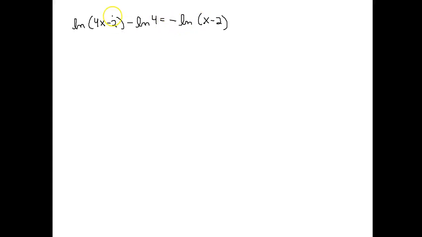All right, so on the left side, I have a natural log minus a natural log. So I can apply my properties of logs, and I can rewrite this as the natural log of a quotient. I could put natural log of 4x minus 2 over 4.